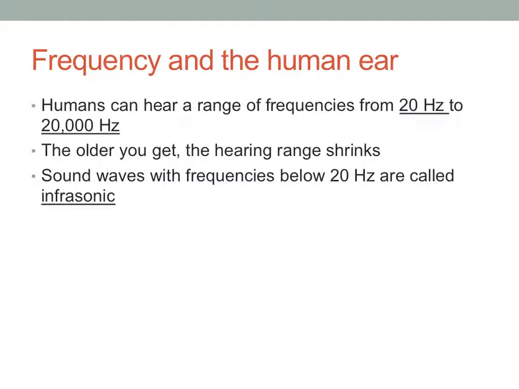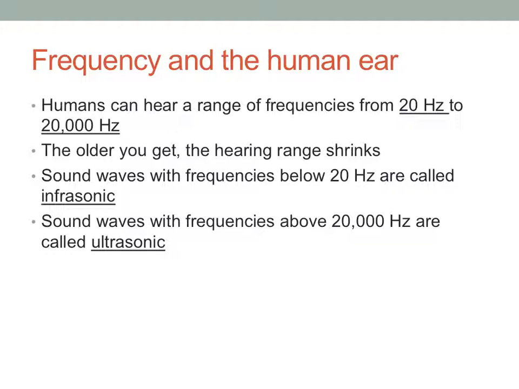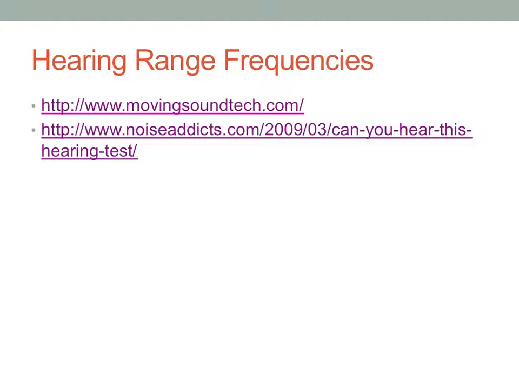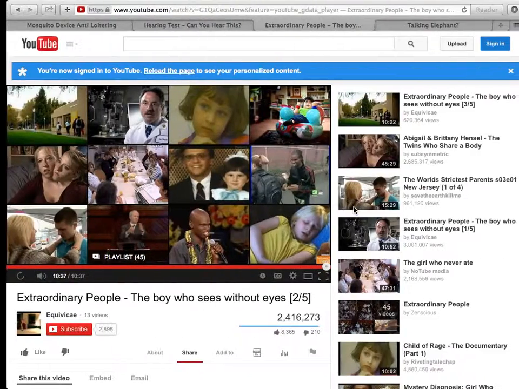Two new words that you need to understand. The first one is infrasonic. These are sounds made below 20 hertz. That is below the human hearing range. That's literally what that means. Infrasonic means below human hearing. And then ultrasonic: sound with frequencies above 20,000 hertz are called ultrasonic. That is above the human hearing range. And there are animals who can hear outside of the human hearing range, and that's how they communicate with one another.